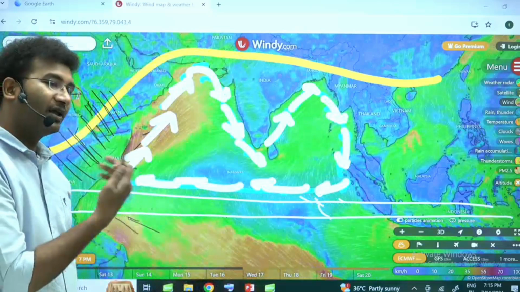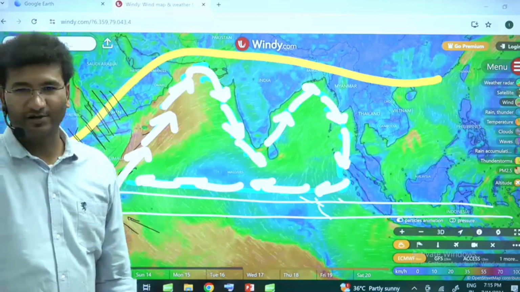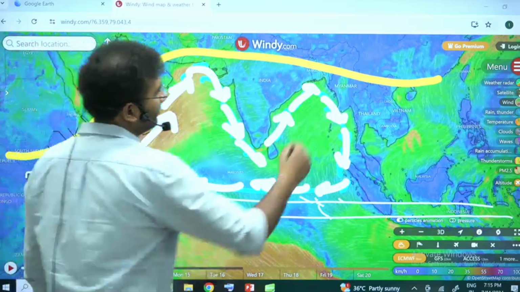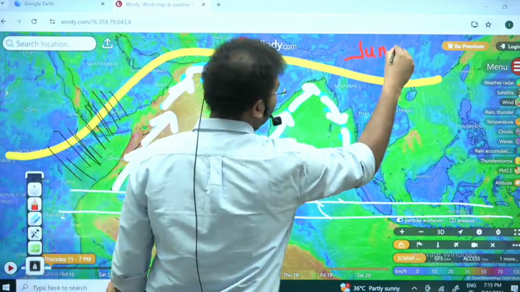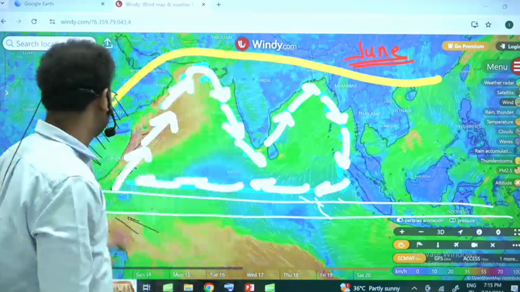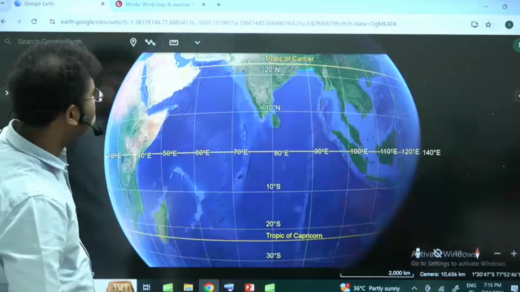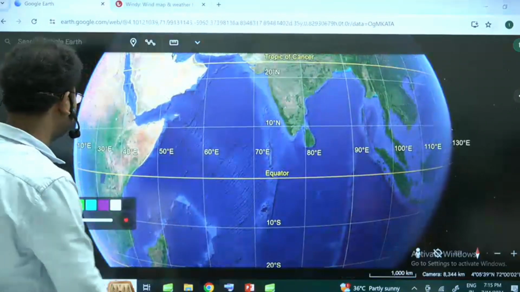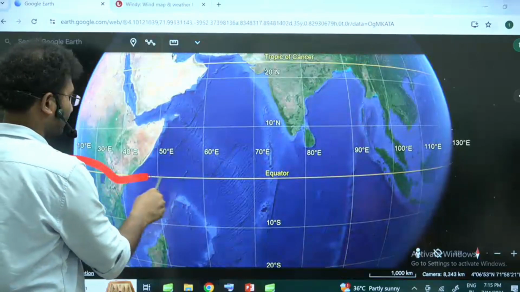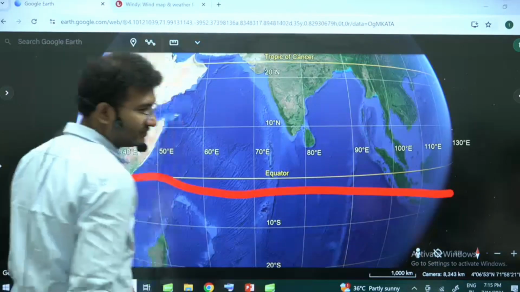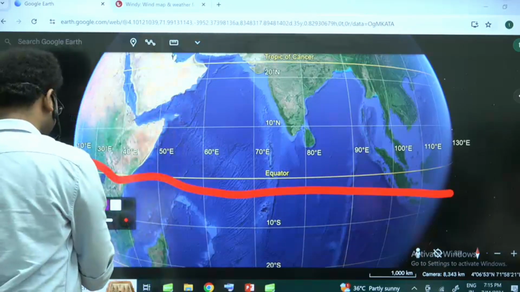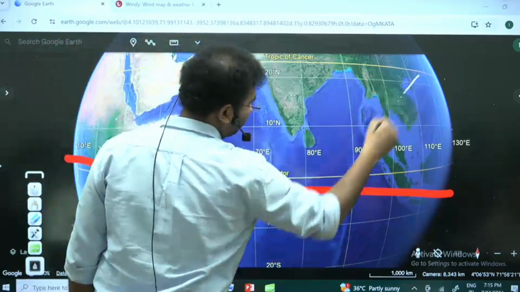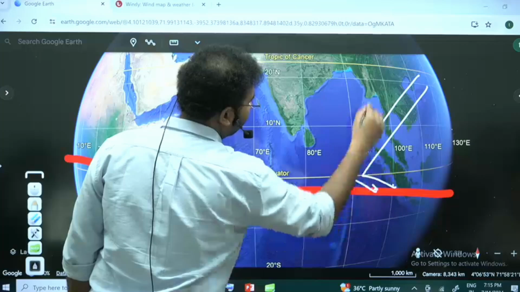Now let's go to the month of January. What happens in January? So June हो गया. अब let's go to January. So in January, exactly the opposite happens. Where is ITCZ? This is your ITCZ. Surface winds will be, this is how the winds are moving, right?